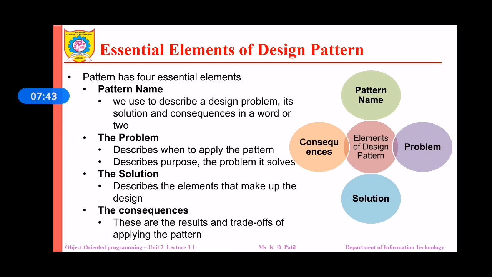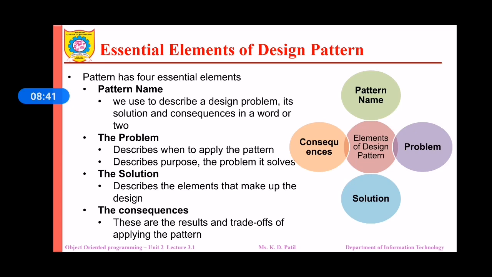Let us see the essential elements of the design pattern. There are four essential elements of the design pattern: the pattern name, the problem, the solution, and the consequences. The pattern name is used to describe a design problem, its solution, and the consequences in a word or two. We develop a number of software systems, and every time the problem is different and the solution is different, so the design pattern applied to find the solution will be different. So we should have a name for that pattern, so that it can be applied to the problem which is related to that design pattern.